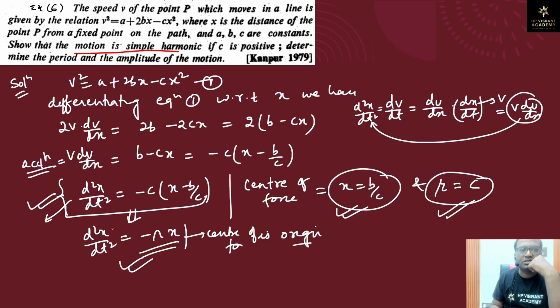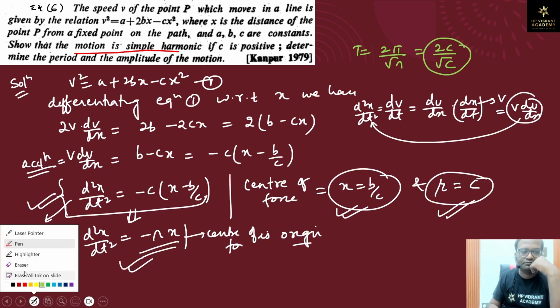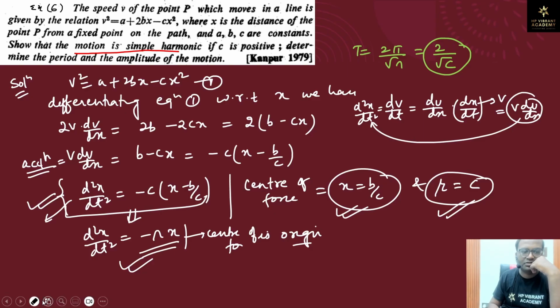Now let us determine the time period. How can we find the time period? The time period is equal to 2 pi upon root under mu. We have mu is equal to c, so this is equal to 2 pi upon root under c. So 2 pi upon root under c is the time period.